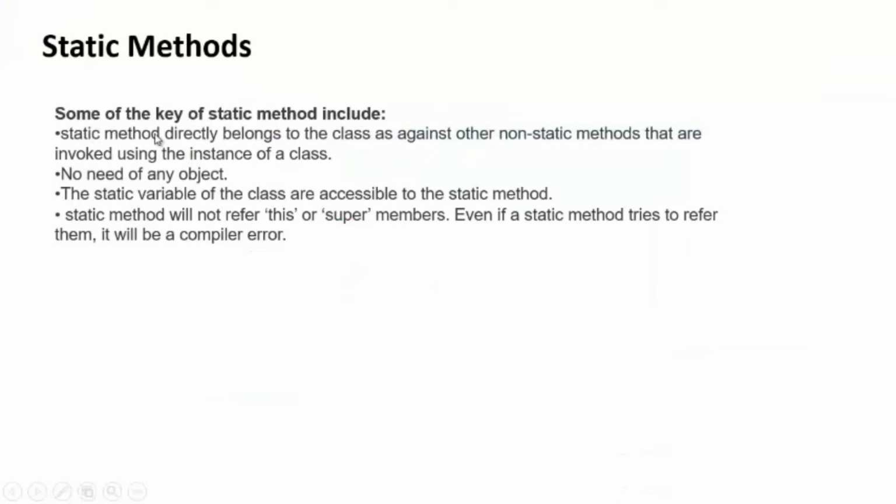So some of the key points of the static method: it directly belongs to the class, as against other non-static methods that are invoked using an instance of a class. No need of any objects. Static variables of the class are accessible to the static method, and the static method will not refer to this or super members. Even if a static method tries to refer to them, it will be a compile time error. So there will be no this or super keyword in static methods.